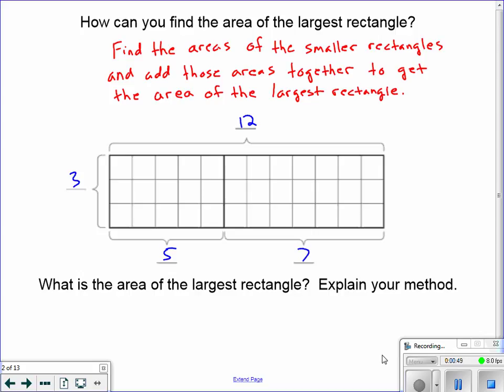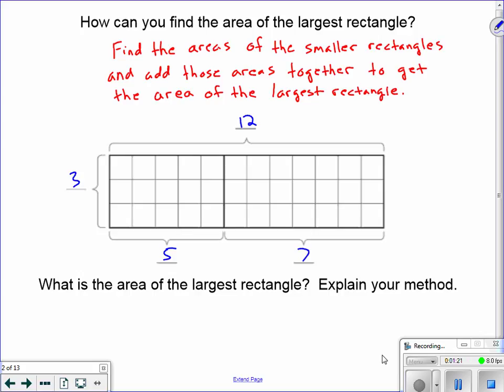So I filled in the dimensions of the rectangles, so we can see what we're working with. So now at the bottom there, what is the area of the largest rectangle? And explain your method. So there's actually two ways we could look at this. One way is I could add the 5 and 7 together. That's where the 12 comes from on top. 5 plus 7 is 12.